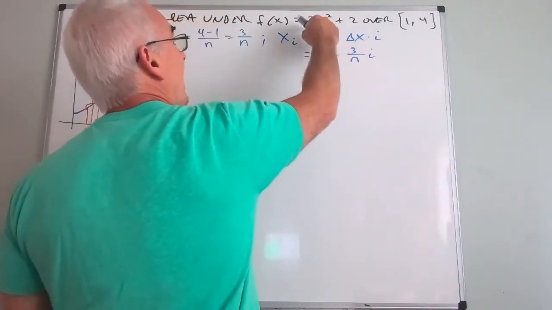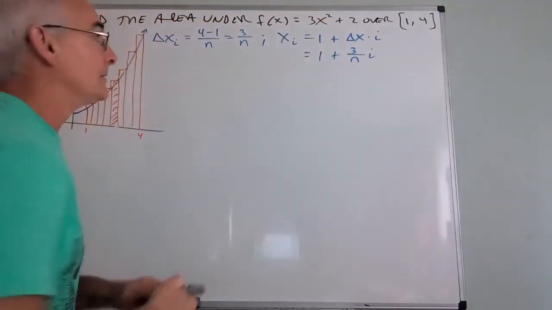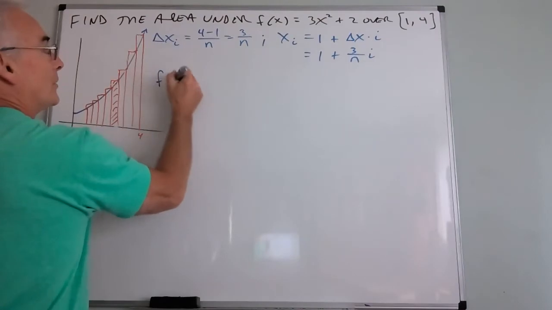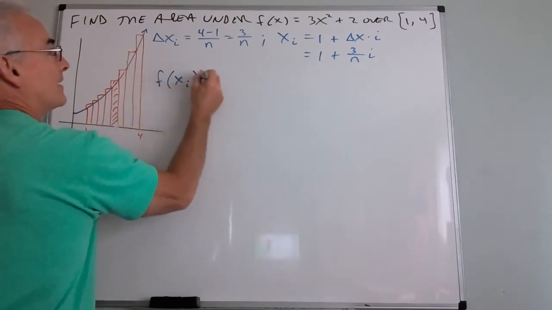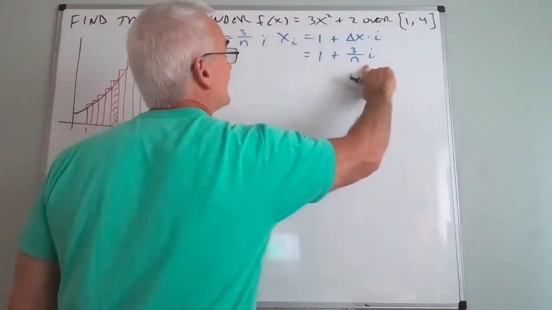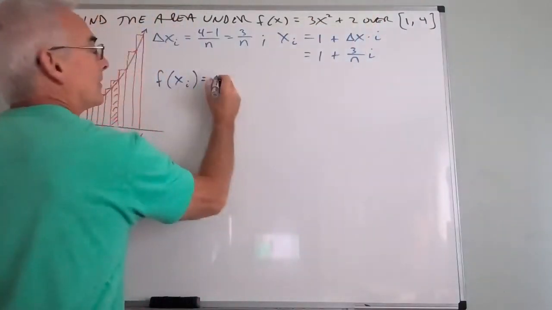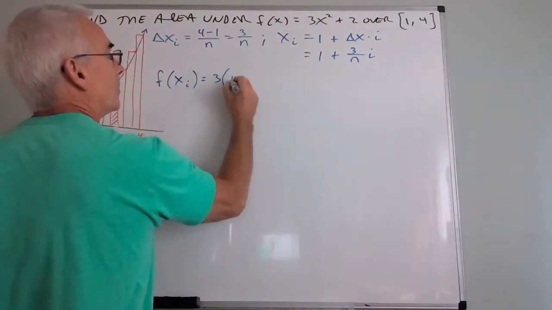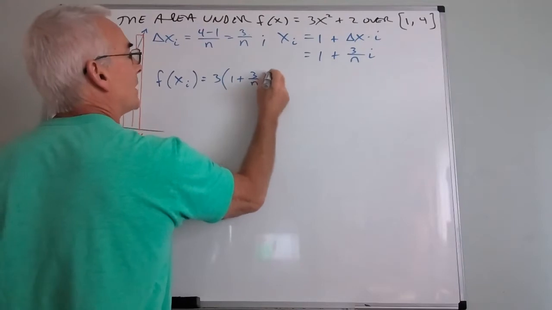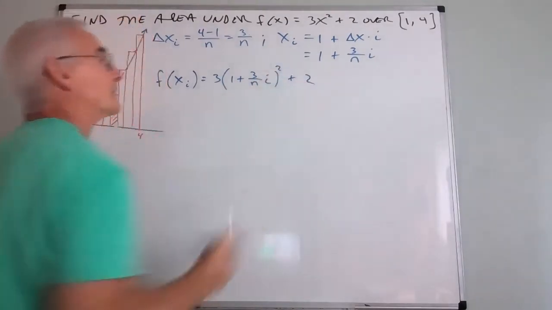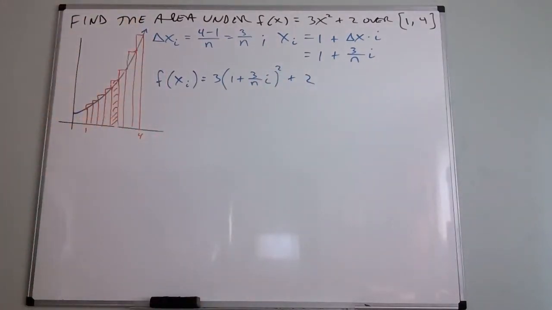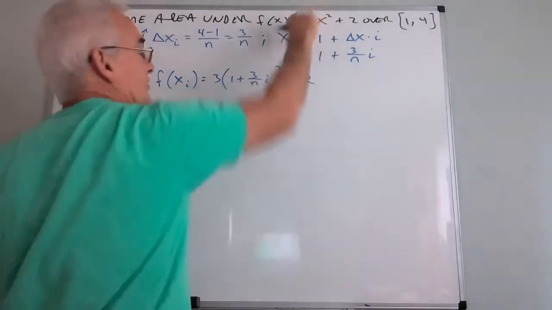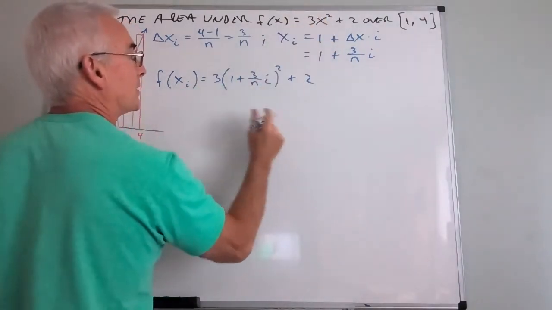Now the next thing is I need f of xi. So what is f of xi? Well, I'm going to put that into there. That's going to be 3 times (1 plus 3 over n times i) squared plus 2. So all I did was insert that in there. Now let's clean that up a little bit.